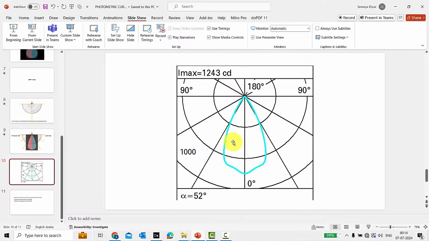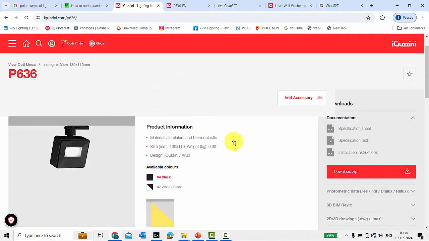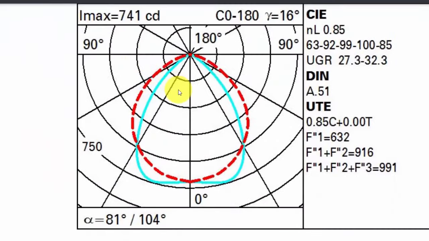Let us see the other example which we saw earlier for the asymmetric beam angle. Here we have two curves, one with the blue line and the other with the red line, and we are going to calculate the beam angle for both. Because it is asymmetric, we'll calculate one beam angle for the C0 to C180 photometric distribution, and next we have another circular shape, the red dotted line. For this too we are going to calculate the beam angle. Let us calculate first for this cyan blue line, because we know that this is for C0 to C180.